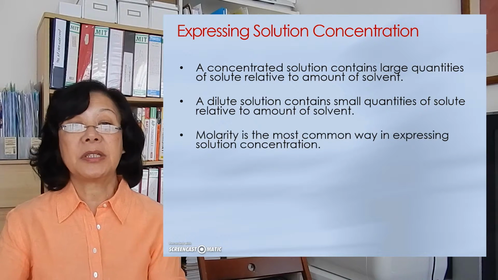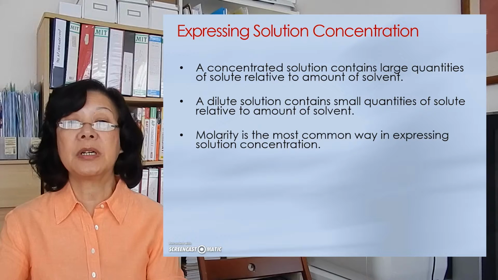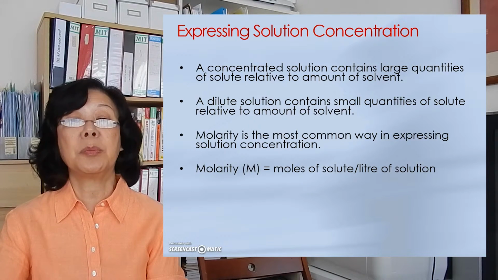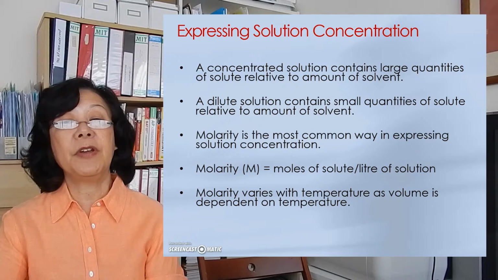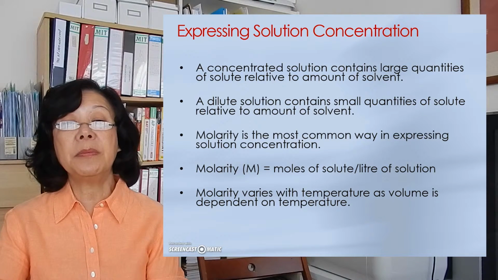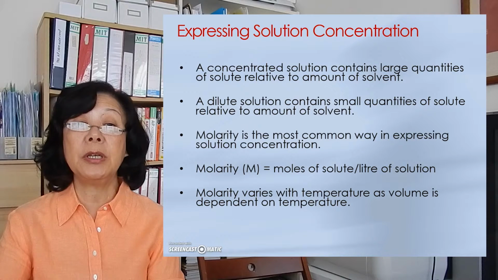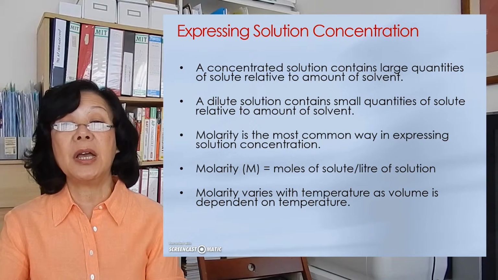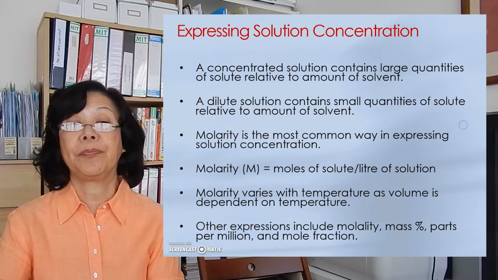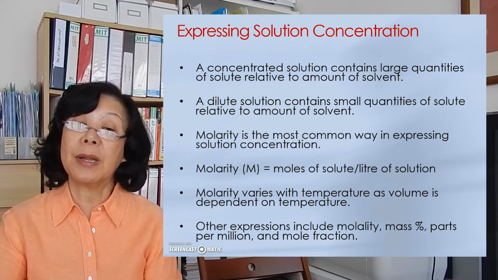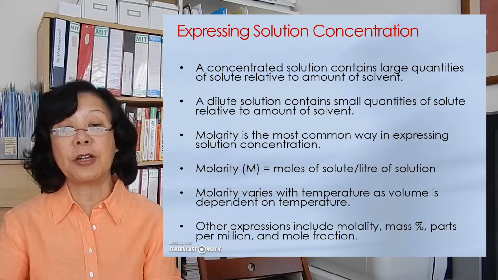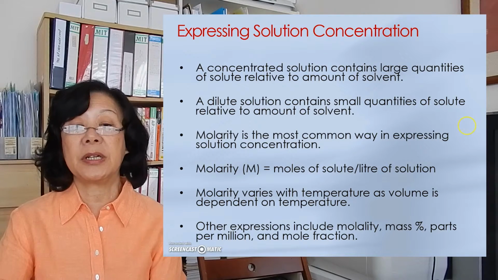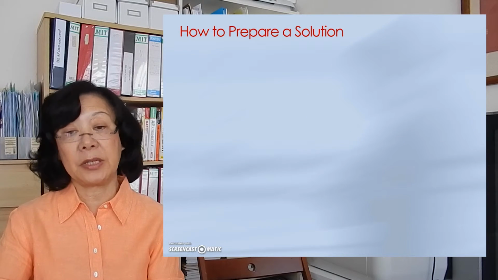We use molarity as the most common way to express solution concentration, which is defined as moles of solute per liter of solution, represented by the capital letter M. Molarity varies with temperature because volume is dependent on temperature. So when temperature increases, volume will increase and your molarity will decrease. Other expressions include molality, mass percent, parts per million or parts per billion, and mole fraction, but they are not used in the context of AP Chem, other than mass percent sometimes.